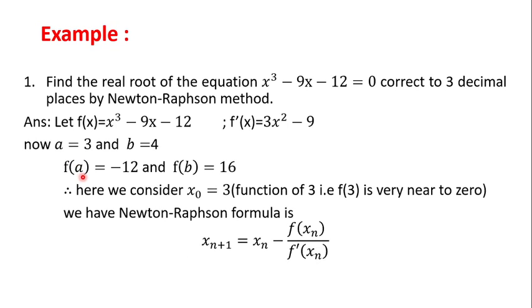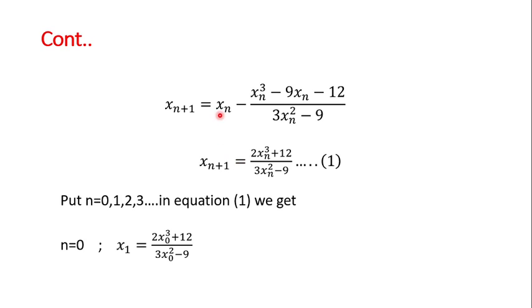Now we know the formula of Newton-Raphson: xn plus 1 is equal to xn minus f of xn divided by f dash xn. Substitute the function of xn and the f dash of xn. We get xn plus 1 is equal to xn minus (xn cube minus 9 xn minus 12) whole divided by 3xn square minus 9. Take the LCM and simplify. We get xn plus 1 is equal to 2xn cube plus 12 divided by 3xn square minus 9. Call this equation number 1. Put n is equal to 0, 1, 2, 3, and we get the x1, x2, x3 iterations.